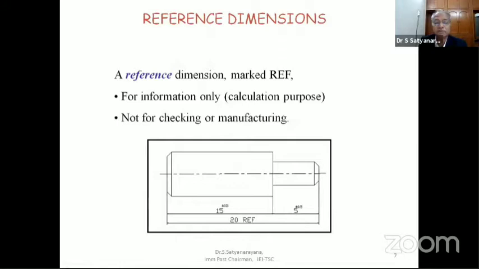In many places, if a redundant dimension is coming, we have to say this is a reference dimension. So here the important dimensions are 15 and 5. This 20 is only for calculation and reference purposes. It has nothing to do with the manufacturer or inspector. It is only for the person calculating the raw material size and the like.